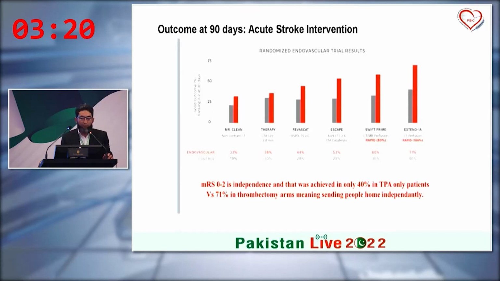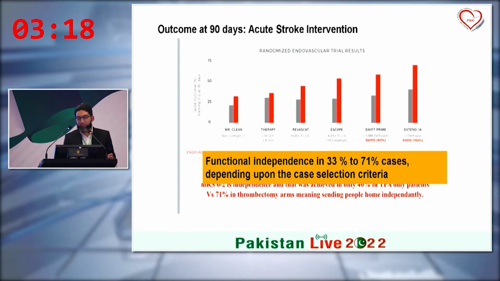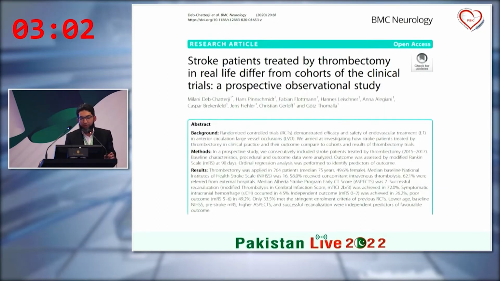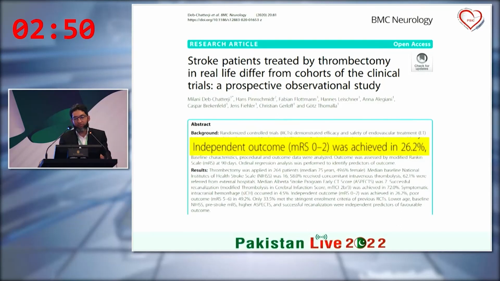Now the outcome. Regarding the outcome, we can compare it with the randomized endovascular trials, which show that functional independence at 90 days is between 33% and 71%, depending upon the selection criteria of that trial. And I want to share another study, published in 2022, showing that stroke patients treated by thrombectomy in real life differ from cohorts of the clinical trial. It was a prospective observational study, and they found that independent outcome, that is MRS of 0 to 2, was achieved in only 26% of cases.